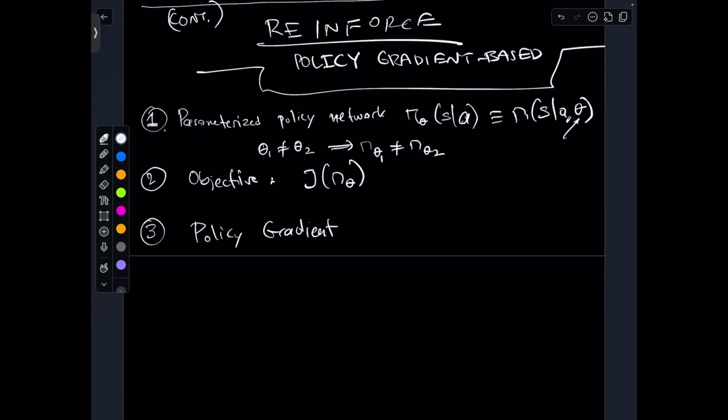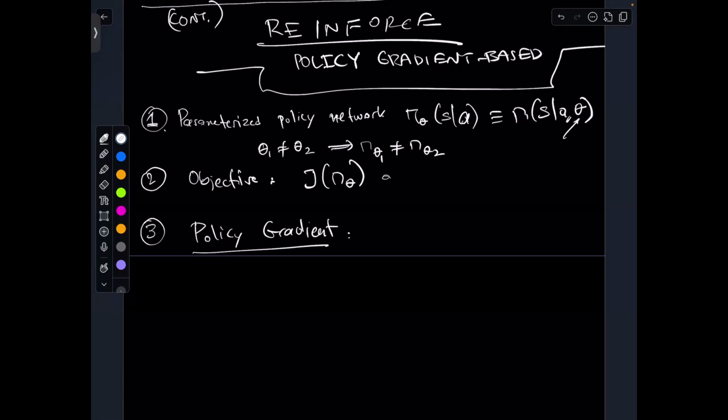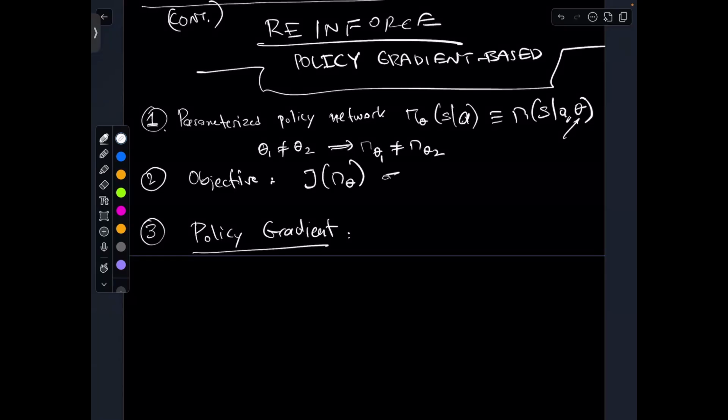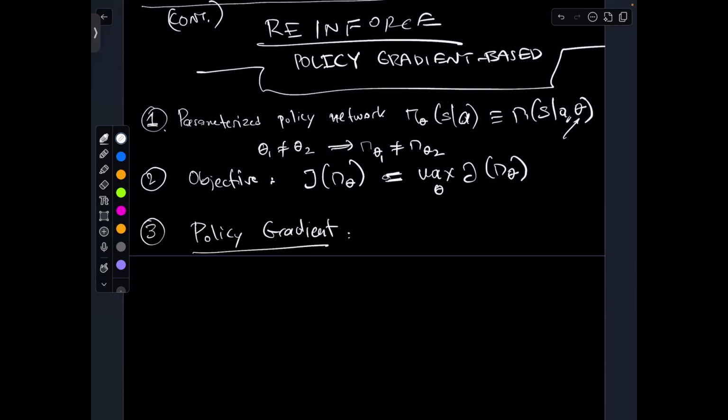Let's see how this is going to work. What we're trying to do here is the objective. I forgot to write the objective. The objective is going to be equal to max over theta of J of pi theta. Writing max over theta or max over pi theta of J of pi theta is the same thing, because theta determines a specific posterior probability distribution of the output.